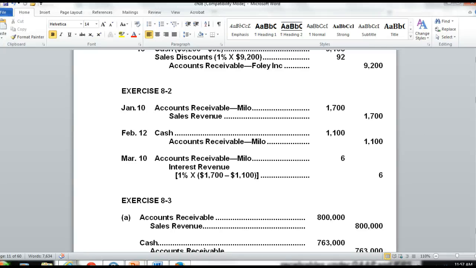So basically, as you can see here, her credit card will be increased for that $6 for the interest. We're not going to show that as a sales revenue item because it's purely the interest revenue as a result of extending that balance for another month.